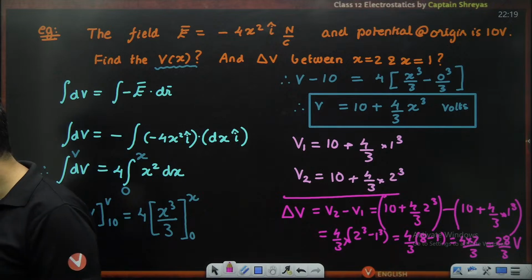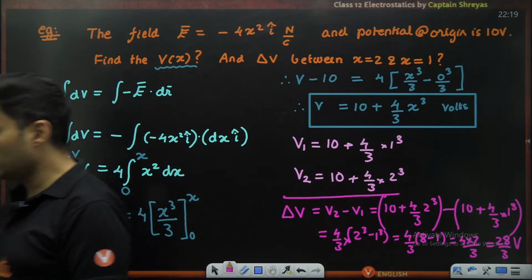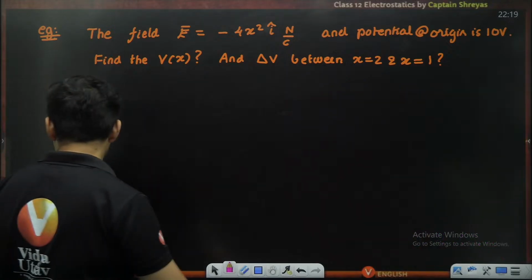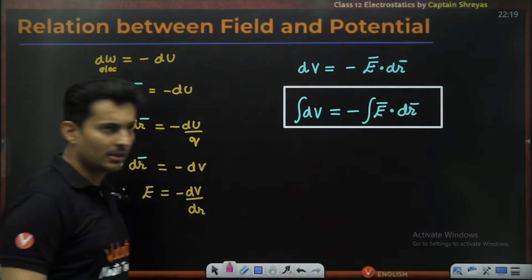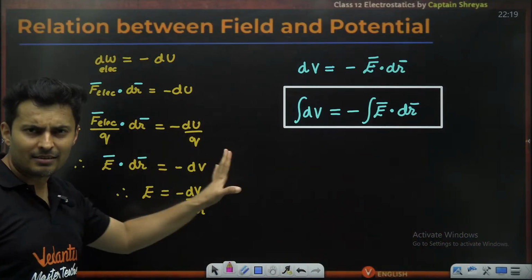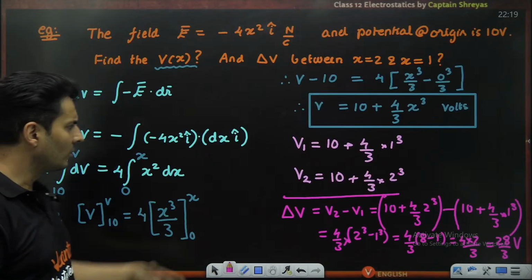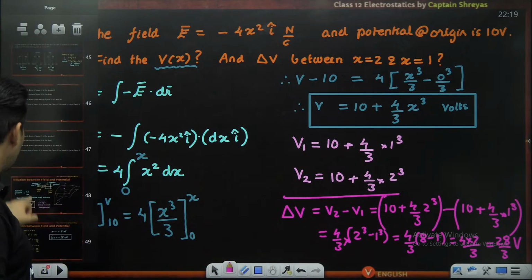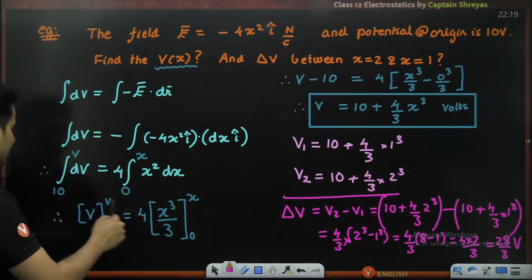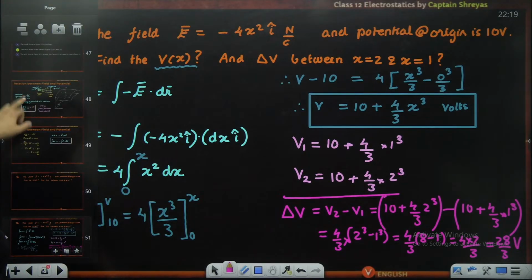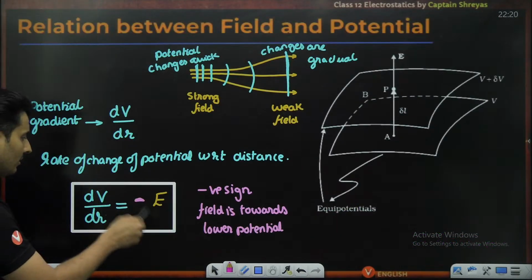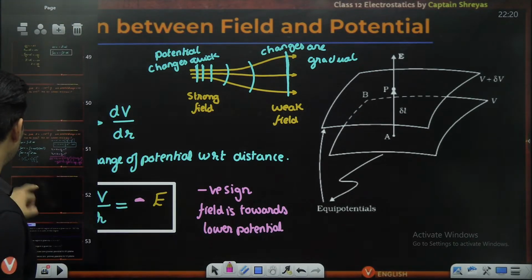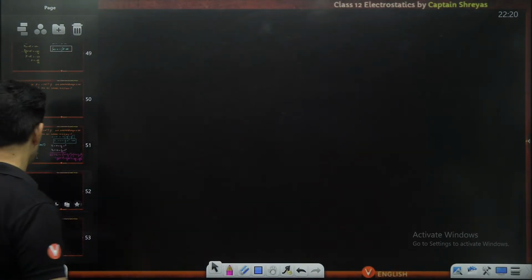Very good, everyone. Absolutely clear how to solve these kind of questions on integration wherever this kind of formula is involved. This is very rare, but still I have given it to you how to solve in case it comes. But sir, will a question come from this formula, E is equal to dV by dr? This formula, will it be used? Actually, most of the times this question only comes.